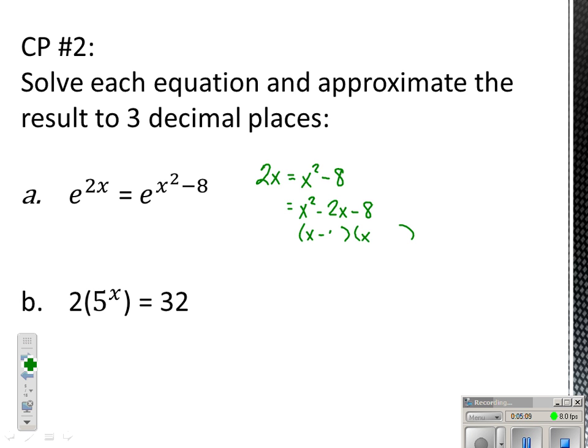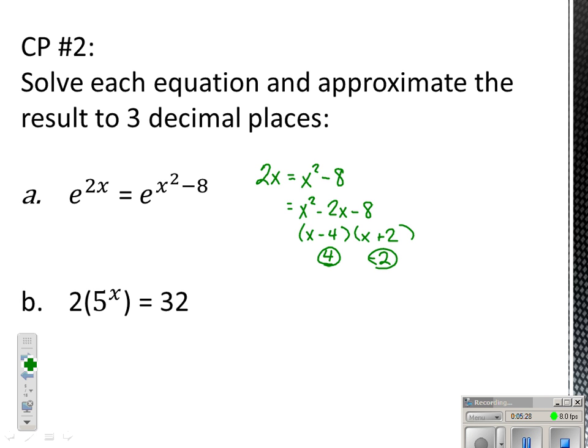And if you use a -4 and a +2, you're able to factor, and so then that gives us 4 as a solution and -2 as a solution. So that one we should not need to use the calculator on. Letter B, we have 2 times 5 to the x power is equal to 32.